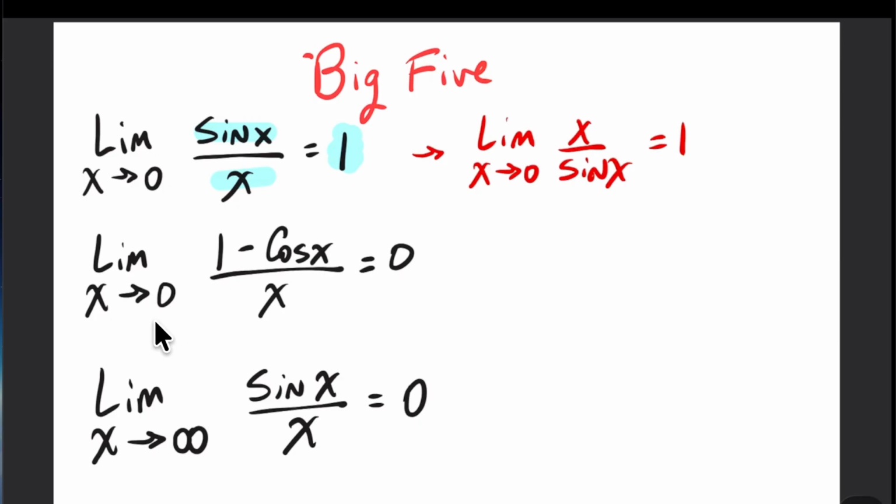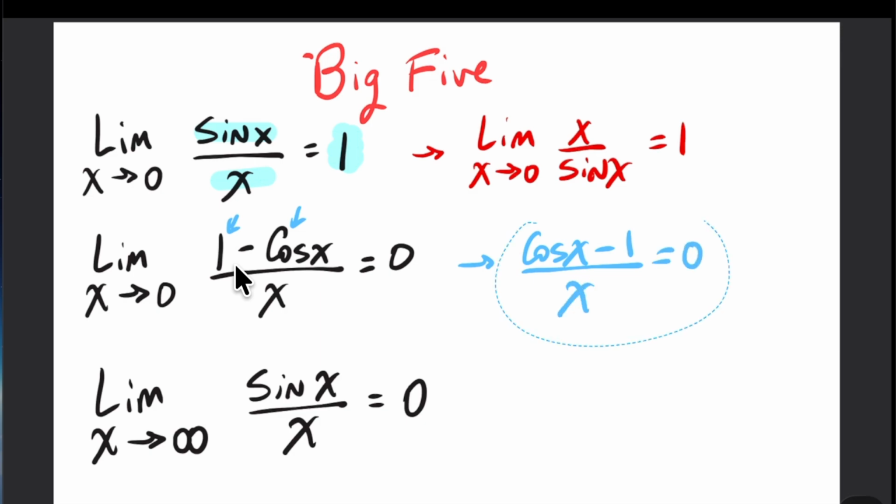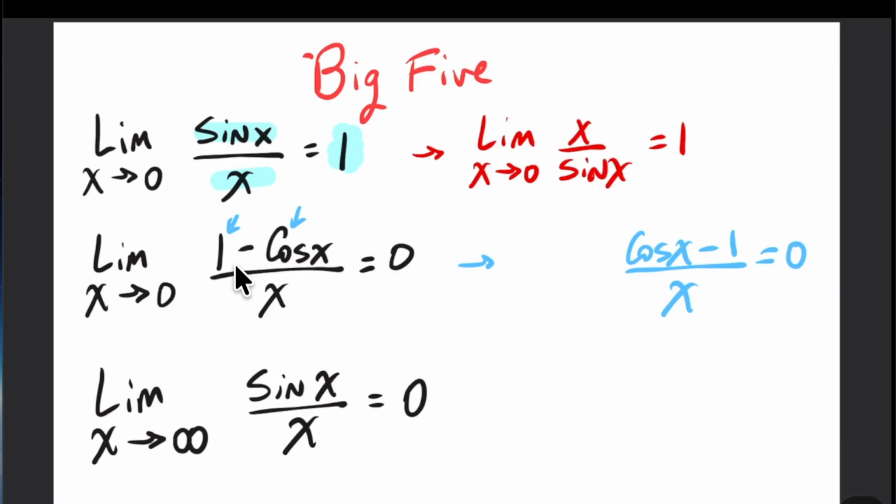The second one you have to memorize is that the limit as x approaches 0 of 1 minus cosine of x over x equals 0. And the fact that you get 0 here means that this minus that gives us 0, which means 1 and cosine of x have to equal the same. So we could flip these and say this: the cosine of x minus 1 over x equals 0, and that's an offshoot limit. In other words, the limit as x approaches 0 of these two terms switched is also going to give you 0.